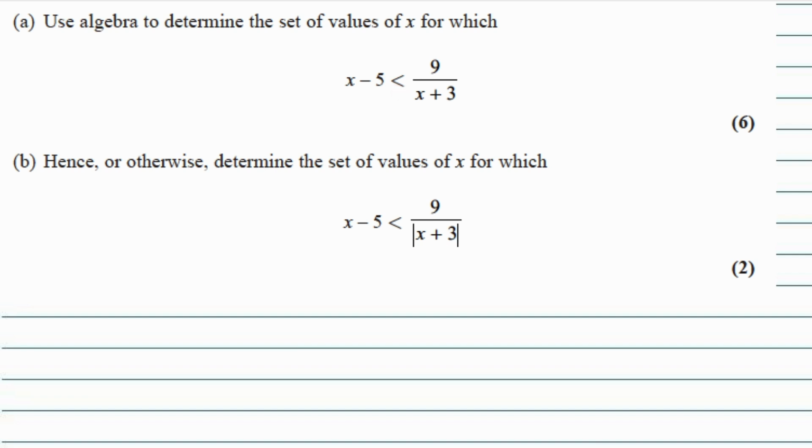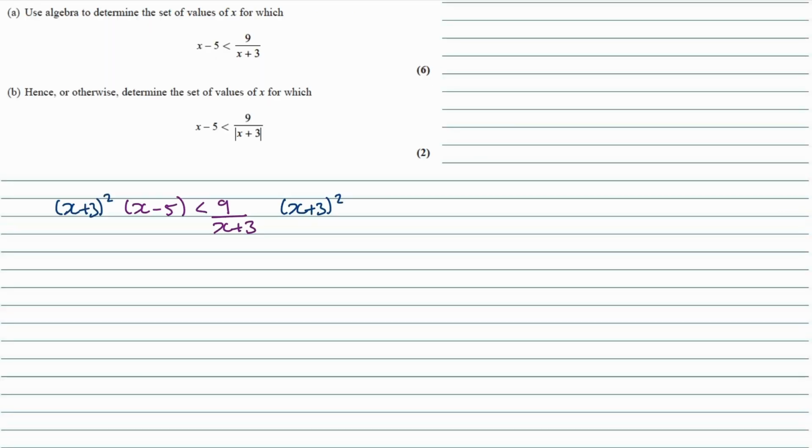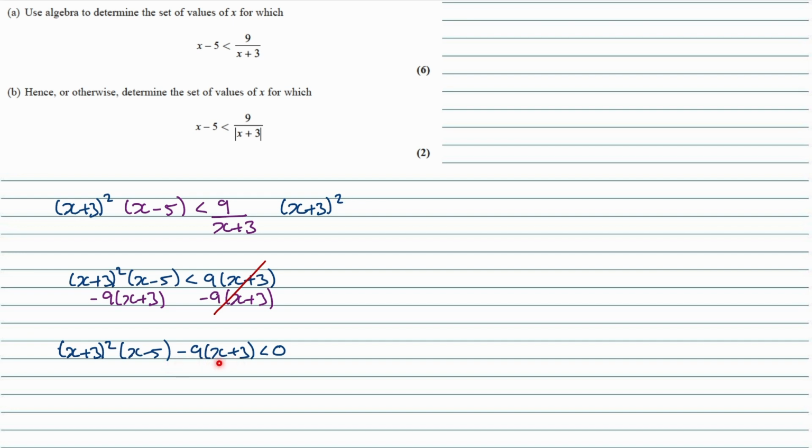So what we need is something that will cancel with this x plus 3, and we know must be a positive. So the way we get around this is we multiply both sides by the x plus 3 squared. Because what will happen is this squared will cancel with this division. So on the right hand side, we'll get 9 multiplied by x plus 3. And now we can move this over to the left hand side by subtracting it from both. So these two will cancel, and we'll get this on the left hand side.